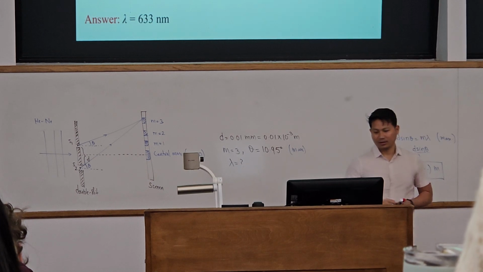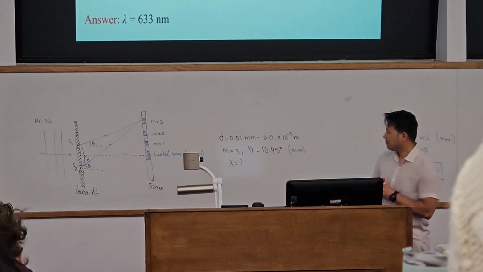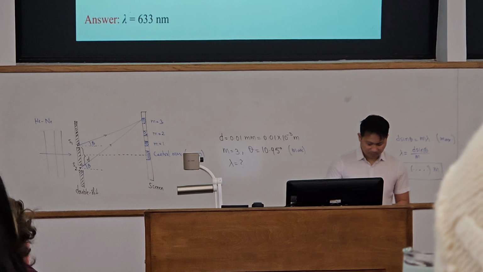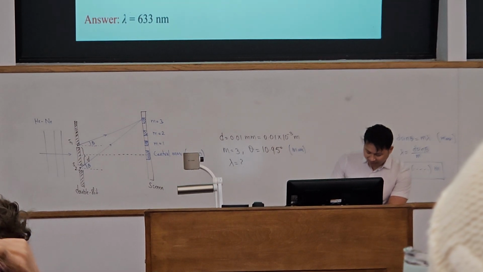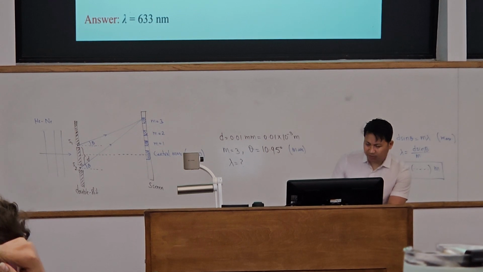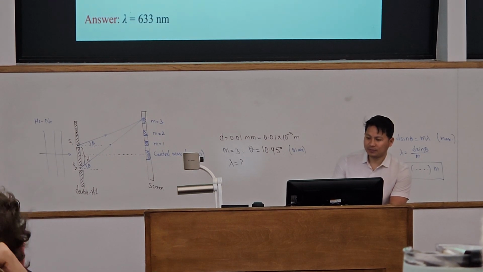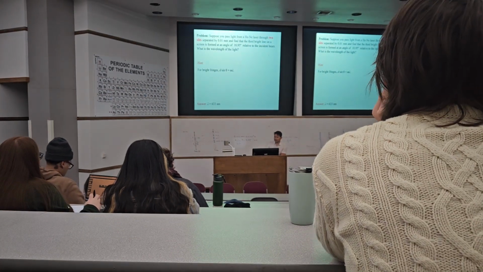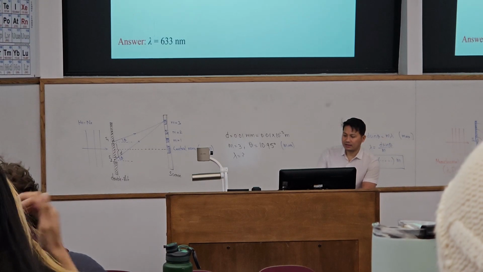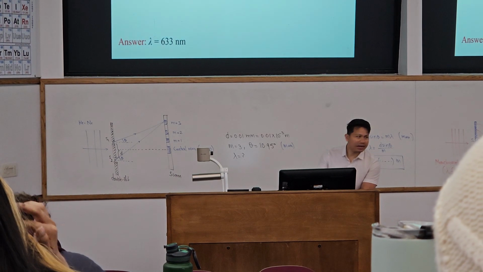It's a very simple problem: finding the wavelength of light that is passing through a single slit or a double slit to form the interference fringe on the screen, and then you need to find the wavelength of the light. Okay. Any question about this one?